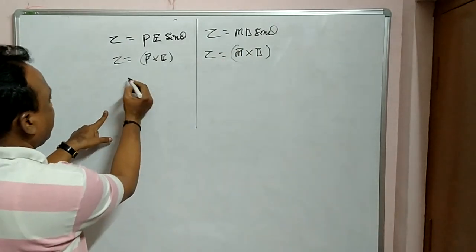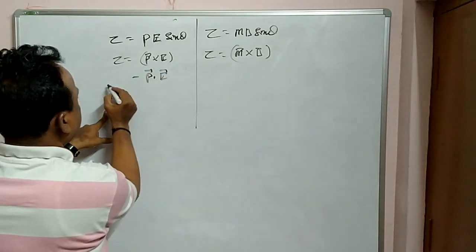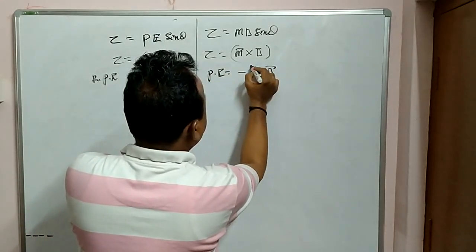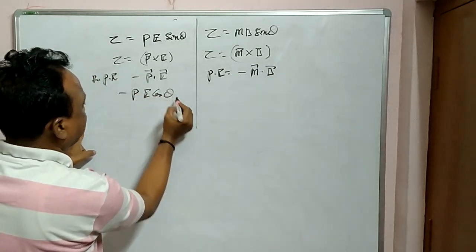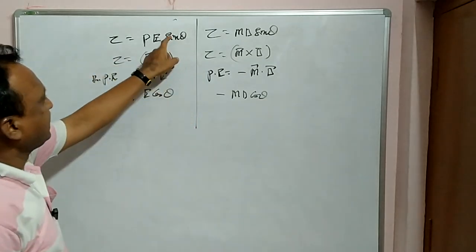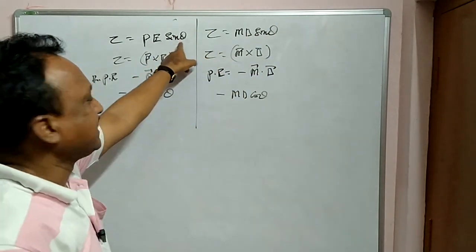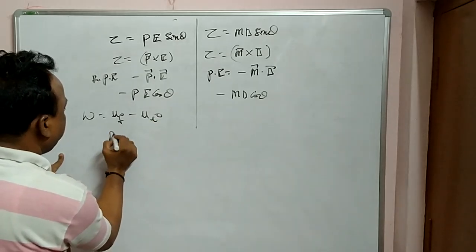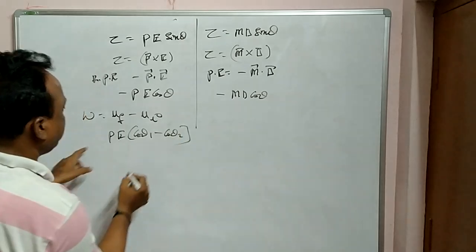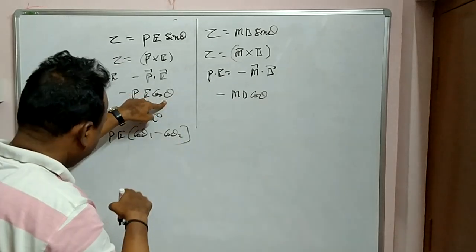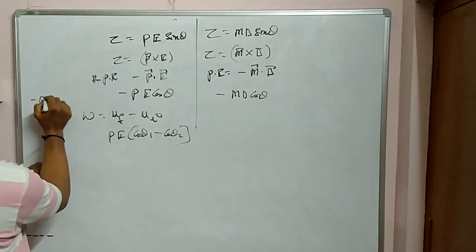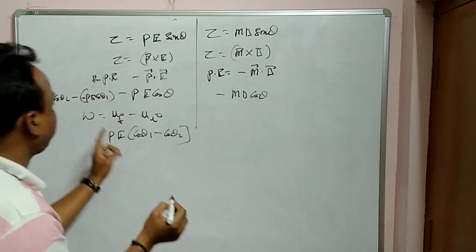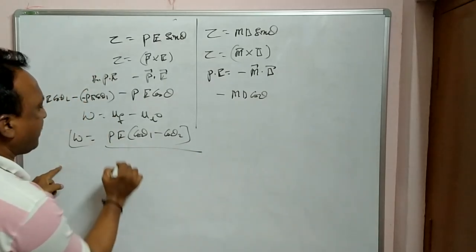Similarly, we have also seen potential energy here. How did we write potential energy? Minus P dot E, the electrostatic potential energy. And here, potential energy in magnetism is minus M dot B. So we wrote minus PE cos theta, and here minus MB cos theta. So for this torque, if you integrate within the limits theta 1 to theta 2, sin theta gives minus cos theta, so finally you get the work done, U final minus U initial, that is PE into cos theta 1 minus cos theta 2, because minus of minus becomes plus, so PE can be taken common. So this is the total work done, U final minus U initial.